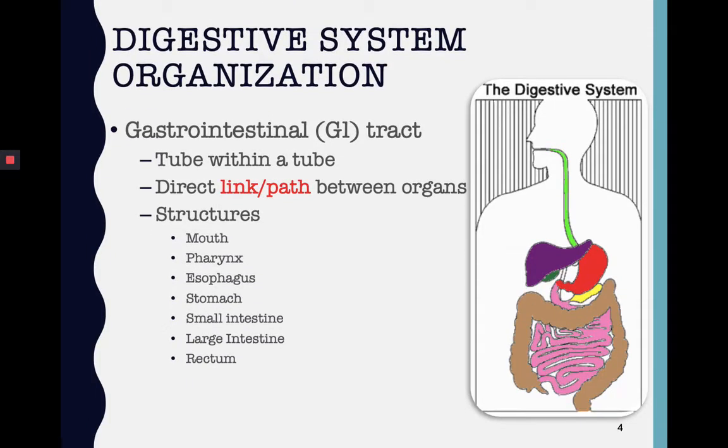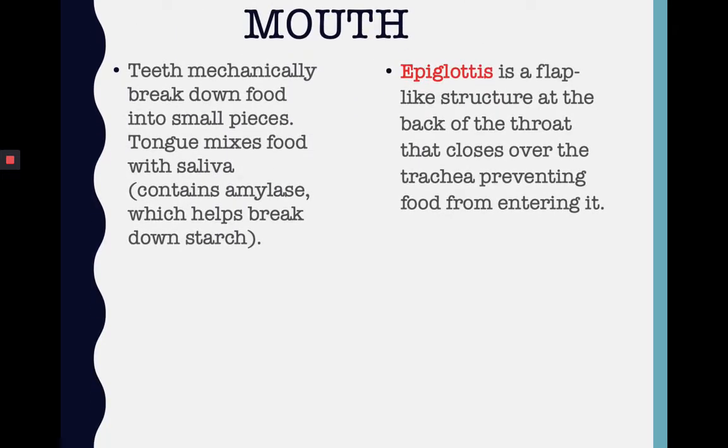So, digestive system organization. It starts with the mouth, then goes to the pharynx, esophagus, stomach, small intestine, large intestine, and rectum. Let's learn about each of these body parts one by one. First, we start with the mouth. It mechanically breaks down all the food that we take into our mouths into small pieces. The tongue mixes food with saliva, which contains amylase, which helps break down starch. So physical and chemical digestion start within our mouths.